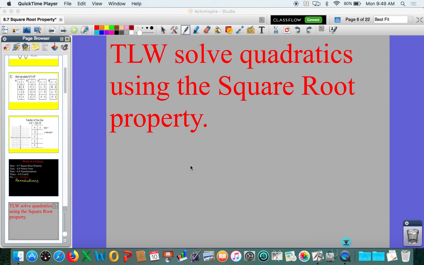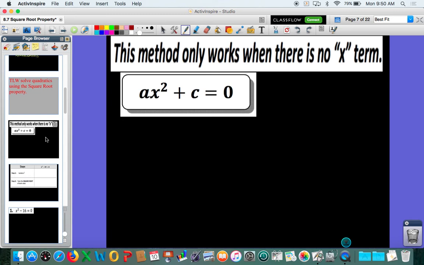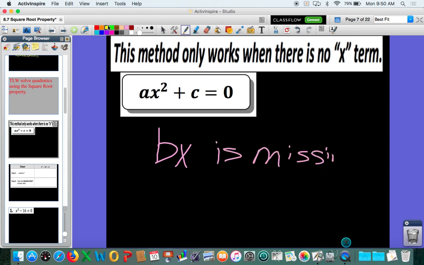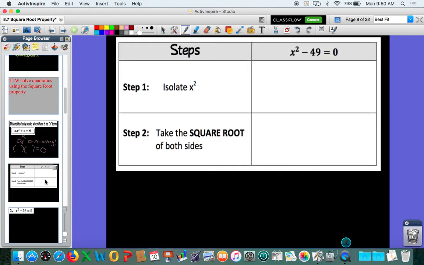Alright, hello everyone. We're going to use the square root method today to solve quadratic equations. So, we've done problems like this before where b is missing, except now we're going to do it a different method. So, our bx is missing. Usually we would set it up like this. But today we're going to use a different form. Today we're going to do these steps.